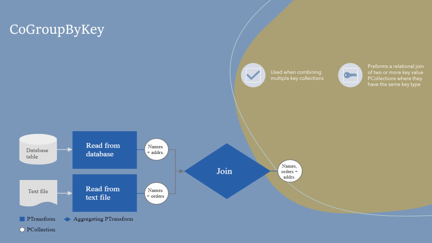The co-group by key is used when combining multiple key collections. It performs a relational join of 2 or more key value PCollections where they have the same key type. In the illustrated example, the pipeline reads names and addresses from a database table and reads names and order numbers from a Kafka topic. The pipeline then uses co-group by key to join this information, where the key is the name and the resulting PCollection contains all the combinations of names, addresses, and orders.